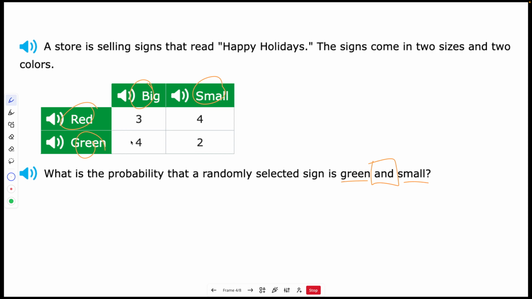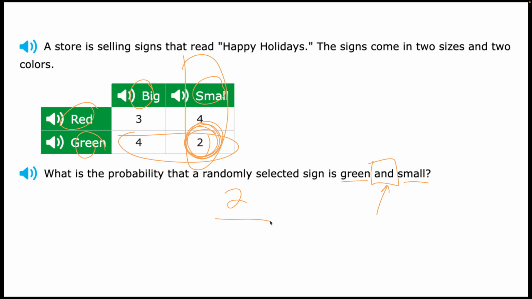Okay, so green signs, we're looking at these numbers. Small signs, we're looking at these numbers. And it's an and, okay? So it has to be green and small, both have to be true. And so that would be this number right here, it'd be 2, okay? So it's 2 out of the total amount of signs.